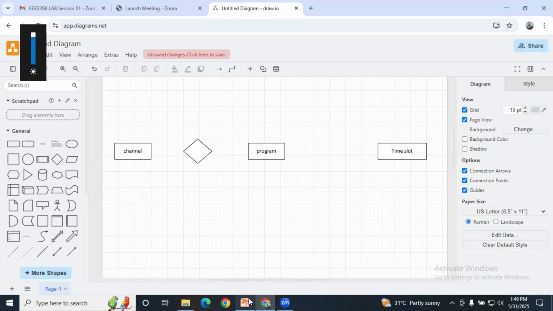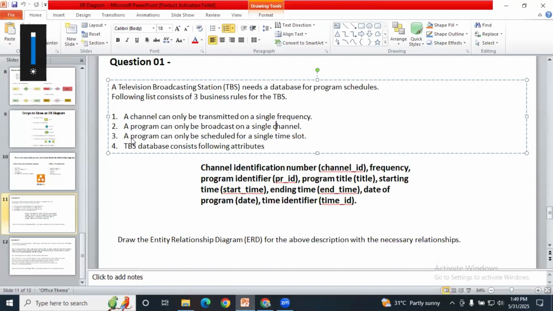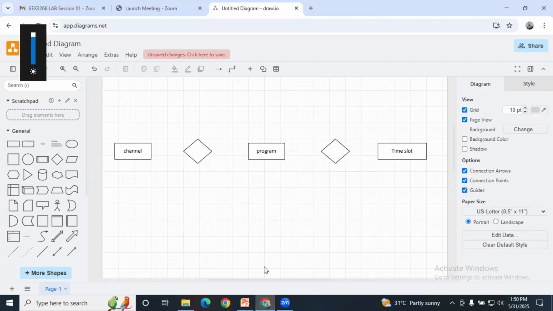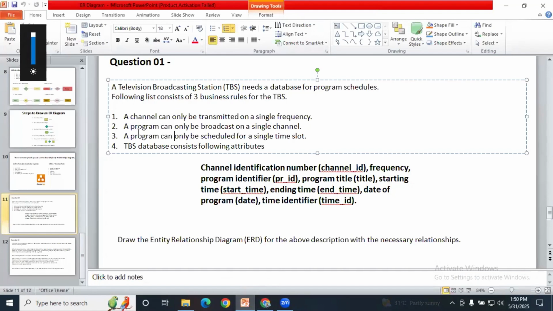And according to the third line, they are saying a program can only be scheduled for a single time slot. So program is an entity, time slot is another entity. So we know in between these two entities, they have some relationship. So we can create a relationship like this. Okay.